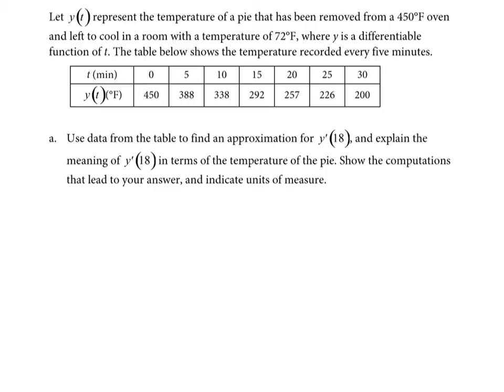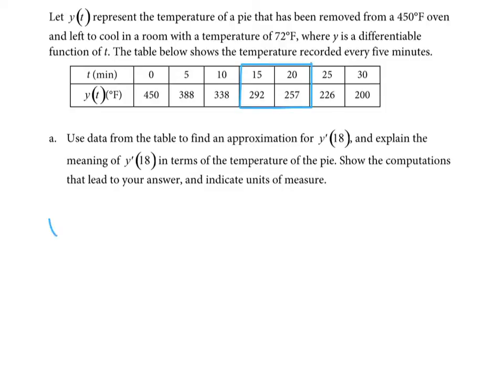So using the data in the table, we want to find an approximation for y prime of 18. And, like we said, in a perfect world, we find the slope of the tangent line at 18, but we don't have enough information. So the next best thing would be to do a secant line from 15 to 20, just because 18 falls roughly in the middle there. So I'm focusing on this interval right here.